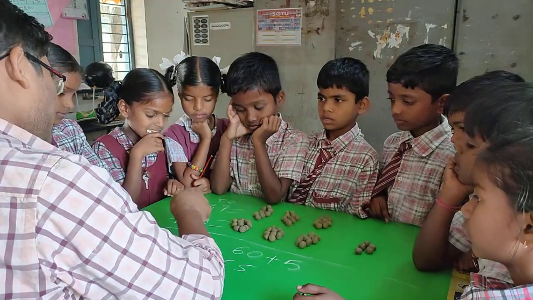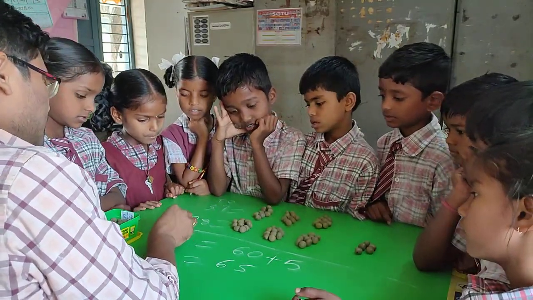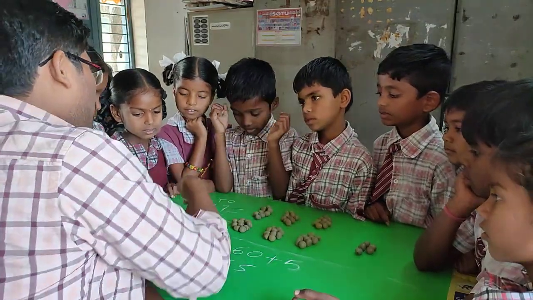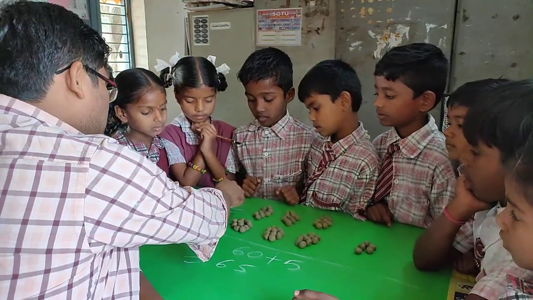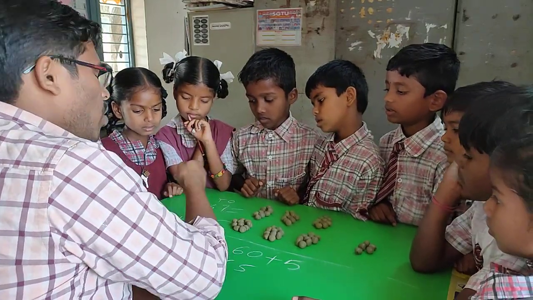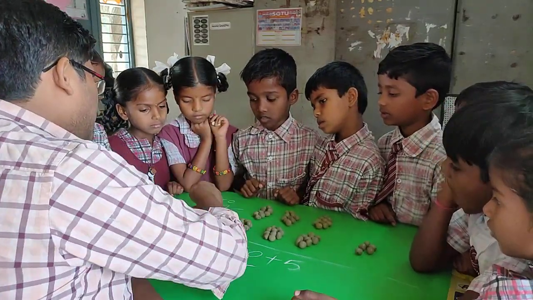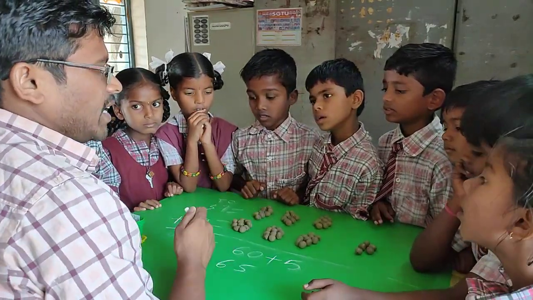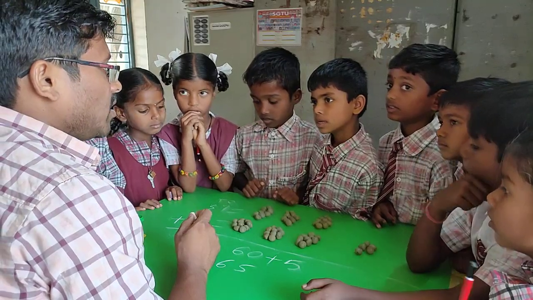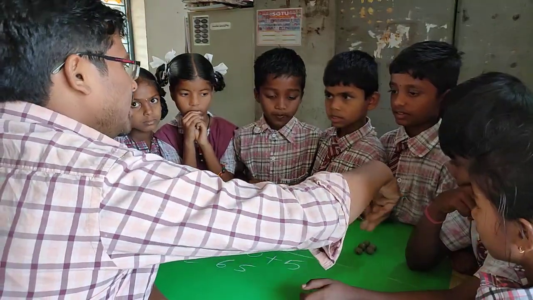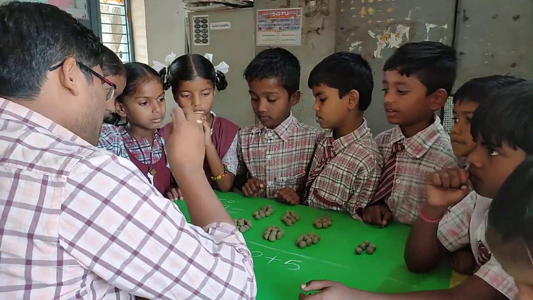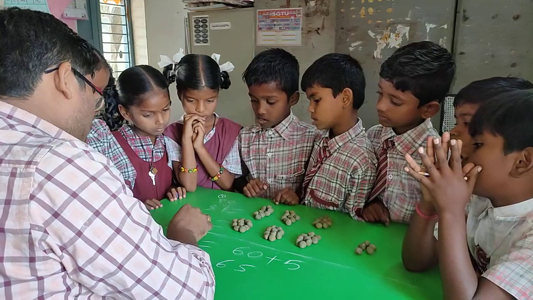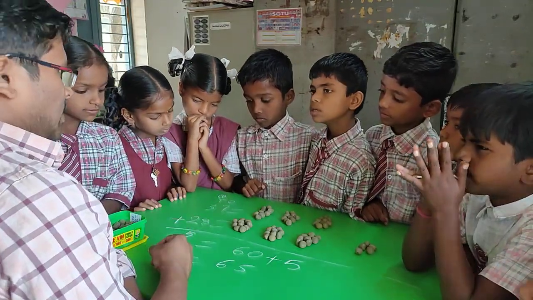So 37 plus 28, how much? 65. So now look at here. Short form. How to do short form? 7 plus 8. Add ones first. 7 plus 8, how much? 15. So 15 means 1 ten carry forward, 5 ones below ones.